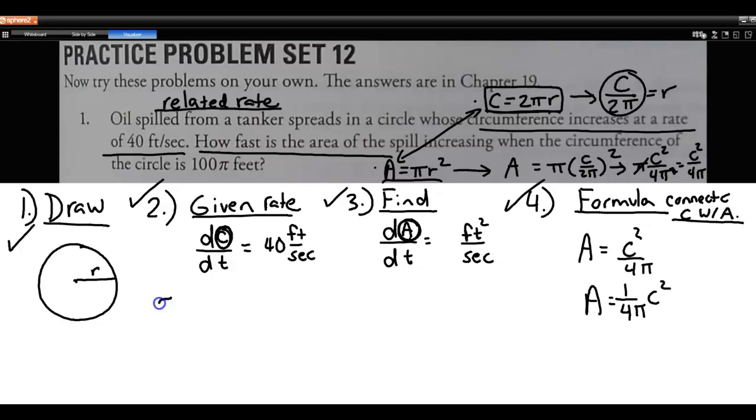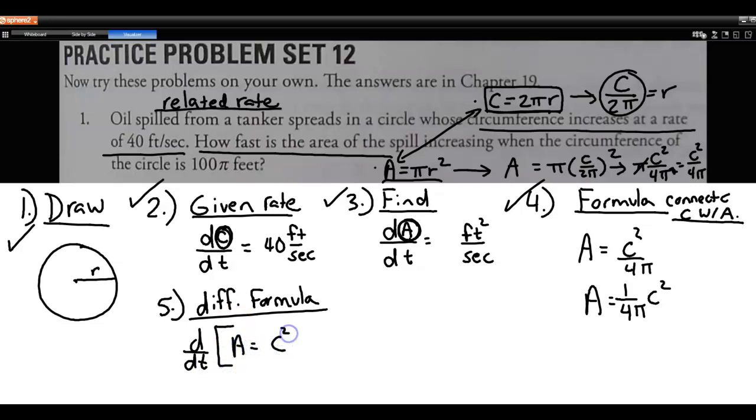Step 5 is to take the derivative of that formula. Find the derivative of your formula. So I want to take the derivative with respect to time of my formula A equals 1 over 4 pi in the front times C squared. Okay, so when we're doing this, the derivative of A with respect to t is going to end up being dA/dt.